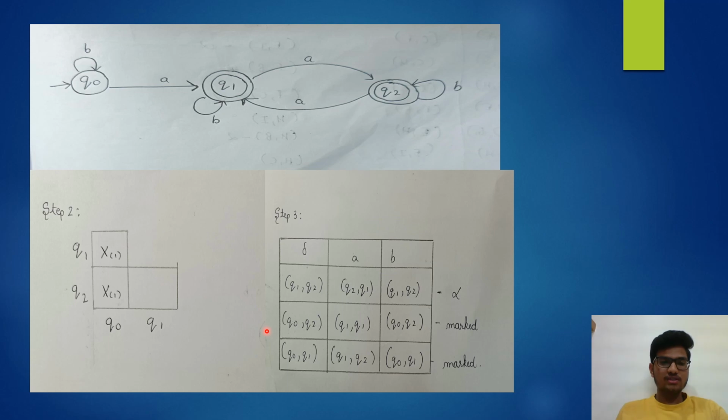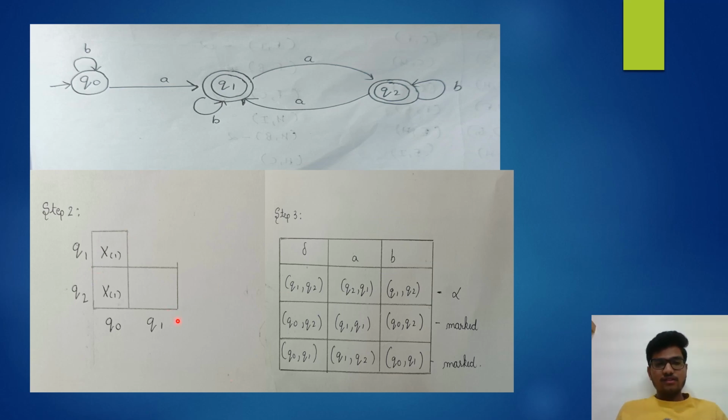Now what we need to do is fill the table with cross symbols. As I've earlier told you, one state should be a non-final state and the other should be a final state. Then only we can mark the table with a cross symbol. Now let's check the first state, Q0 and Q2. Q0 is the non-final state, but Q2 is a final state, so we mark it as a cross symbol in the table. Next, Q0 and Q1. Q0 is a non-final state, but Q1 is a final state, so we mark it as a cross symbol.